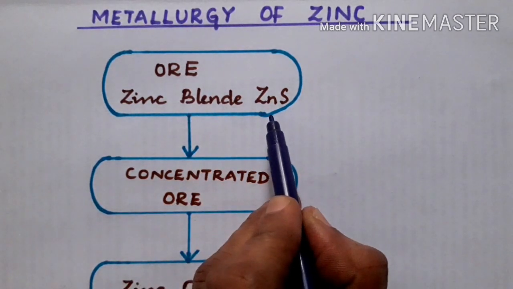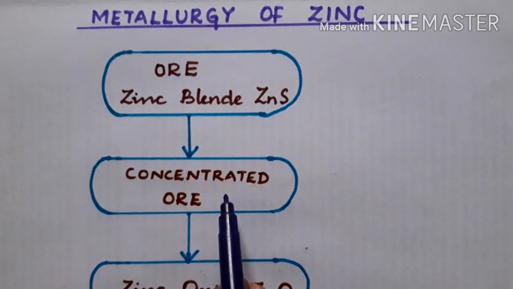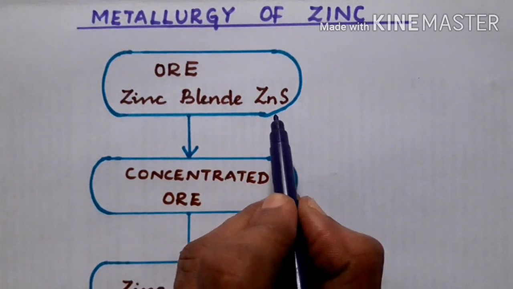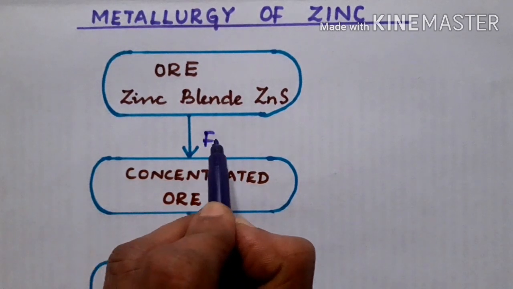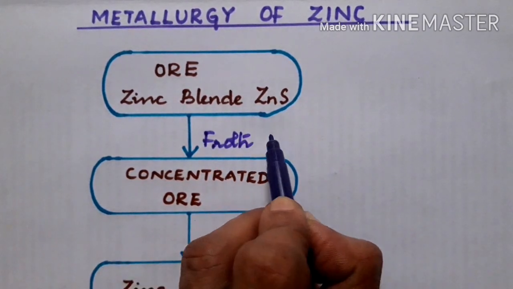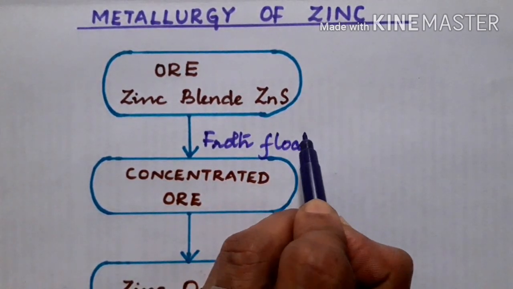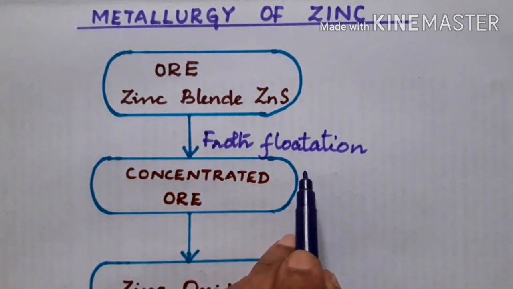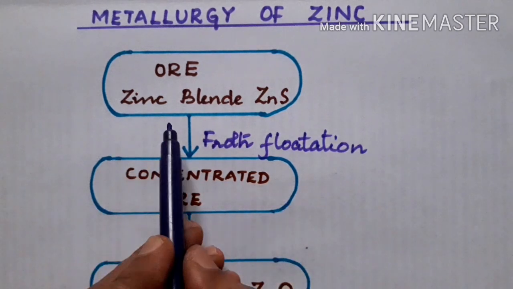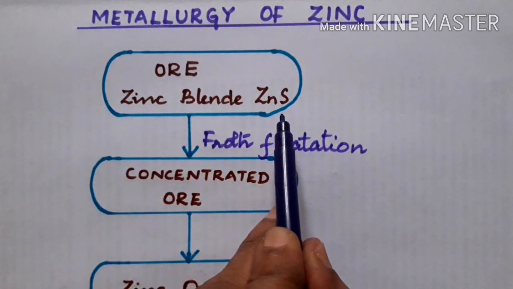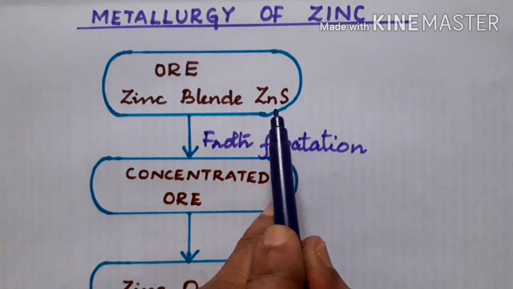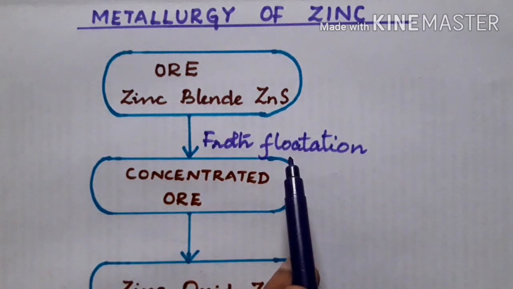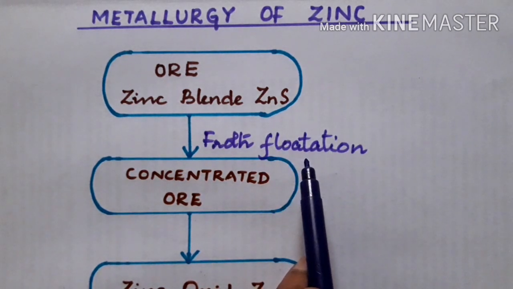First, we have to do concentration. So, concentration should be done with the froth flotation process. Why did we choose froth flotation? Because zinc blende is a sulfide ore. Sulfide ores are generally concentrated by froth flotation.